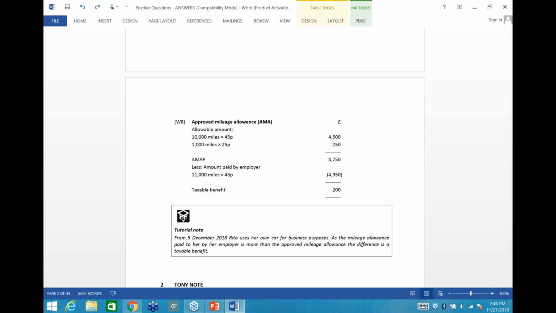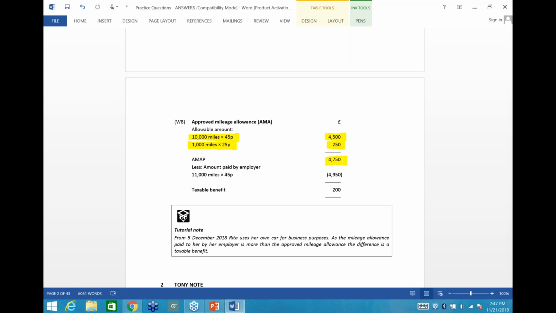So you can see, first 10,000 miles for each mile, 45 pence, 4,500. Anything in excess of 10,000, I can claim 25 pence per mile, 1,000 into 25 pence, that is 250. So altogether, the approved mileage allowance is 4,750.